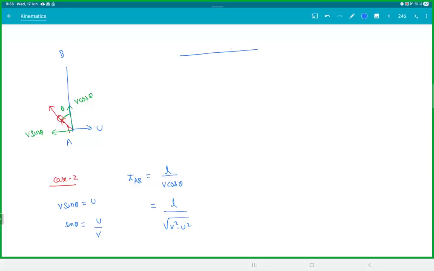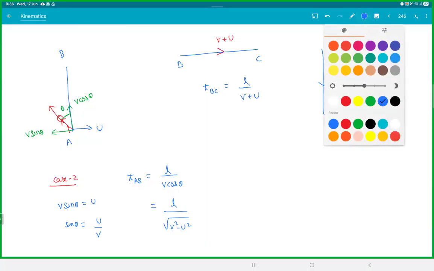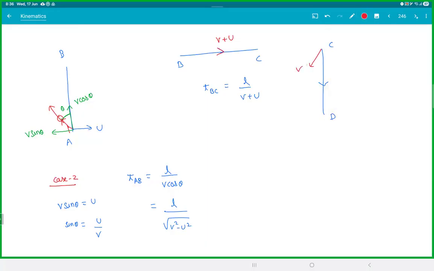Then you're going from B to C. So when you go from B to C, the river is helping you. This is with the river, so v plus u. So time taken to go from B to C is L by v plus u. Similarly, when you're coming down, same story. When you come from C to D, again, you're swimming in this direction with v at an angle theta. The time taken to go from C to D will be again same as A to B, L by root over v square minus u square.